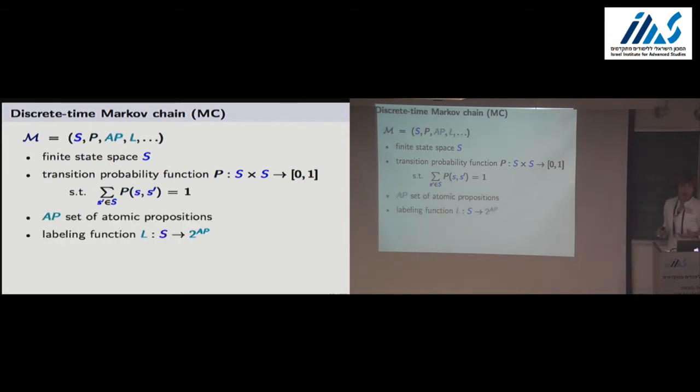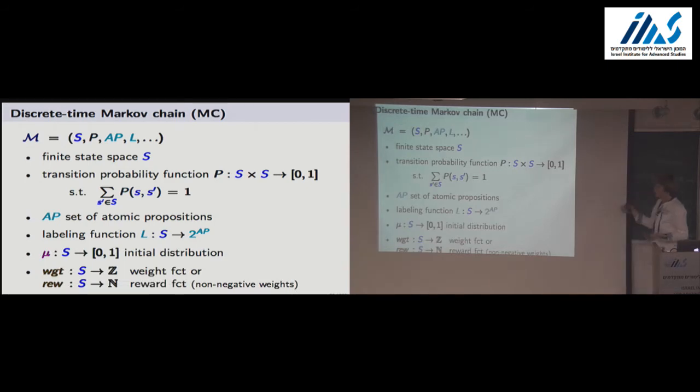To talk about temporal logics, you can attach atomic propositions or labelings to a Markov chain. You can declare certain states to be initial or deal with an initial distribution that tells you the probability to start in each of the states. And you can augment such Markov chains with weights or rewards, which means that you can attach to each state or each transition some rational value. We will deal here with the case of integers or natural numbers. And there will be a difference for the algorithms.